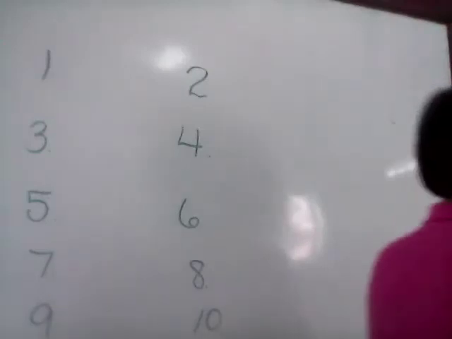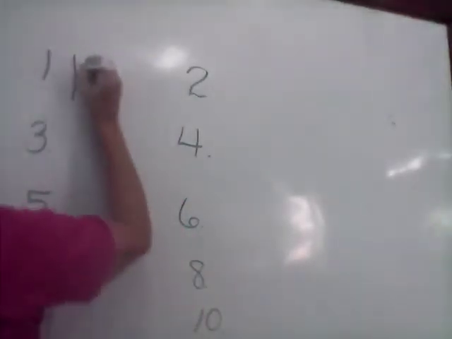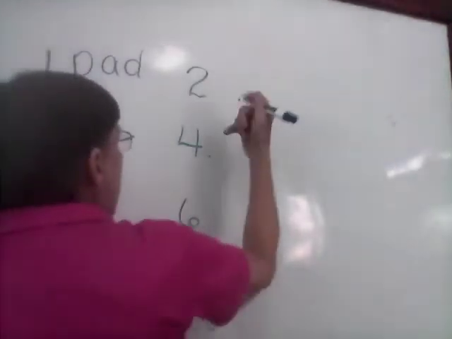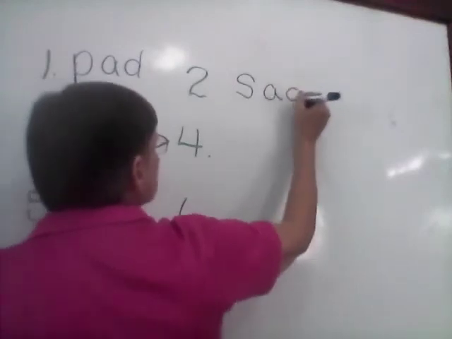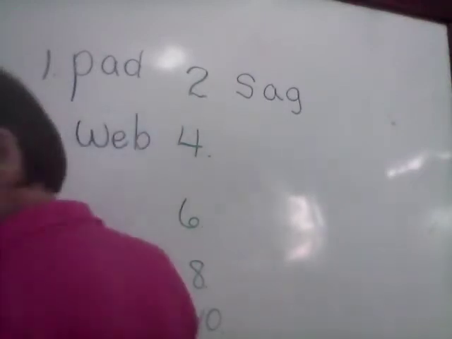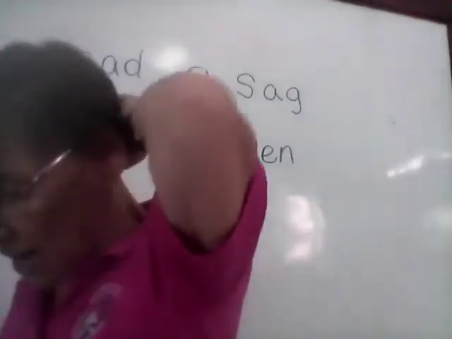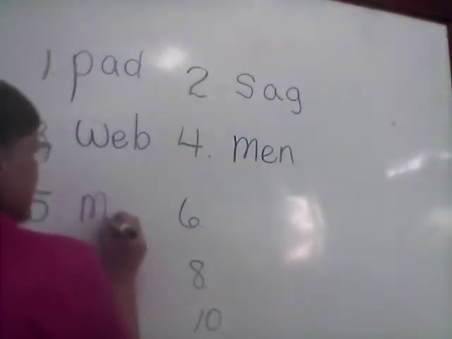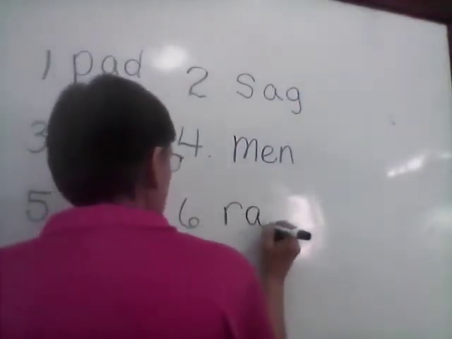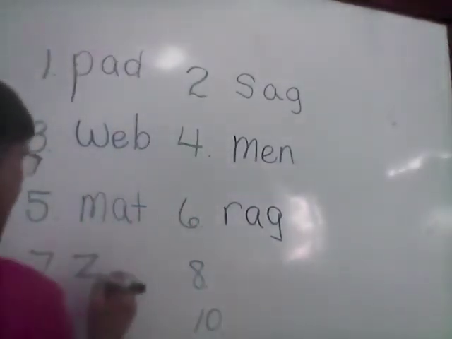So let's see. Here we go. Number one is pad. P-A-D, pad. Number two, sag. S-A-G, sag. Number three, web. W-E-B, web. Number four, men. M-E-N, men. Number five, mat. M-A-T, mat. Number six, rag. R-A-G. Number seven, zag. Z-A-G.